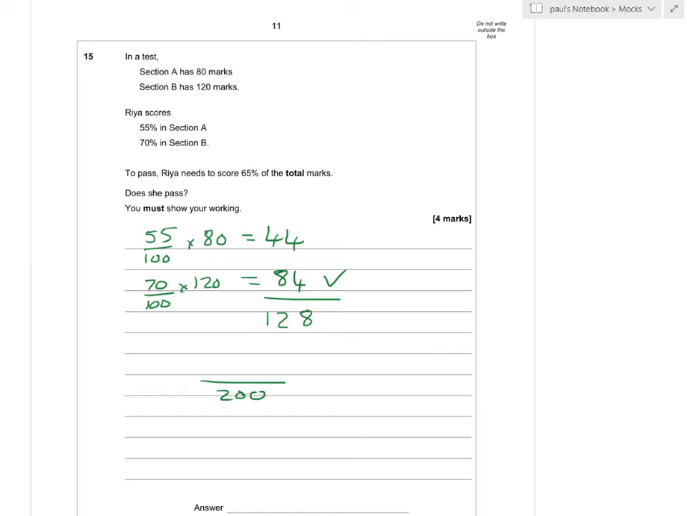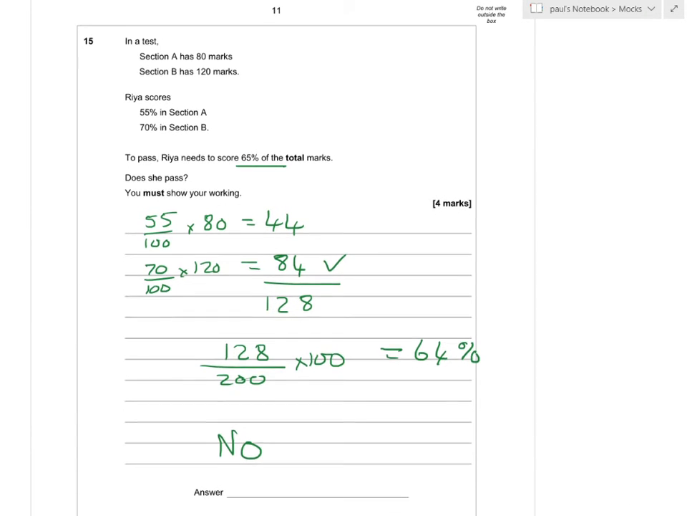So together it's 128. So if we do 128 divided by 200 times 100, so she got 64. Ah, that's better. 64%. Now she needs 65 to pass. Did she pass? No. Unlucky.